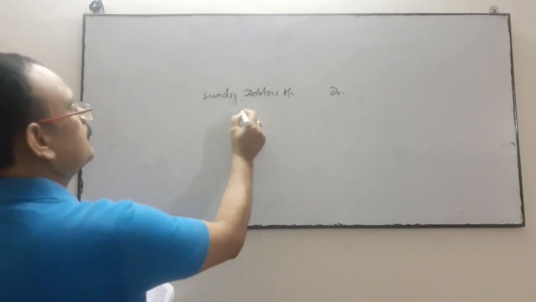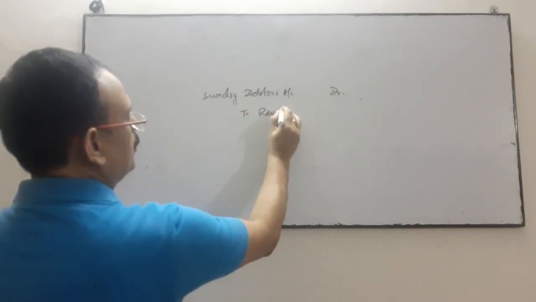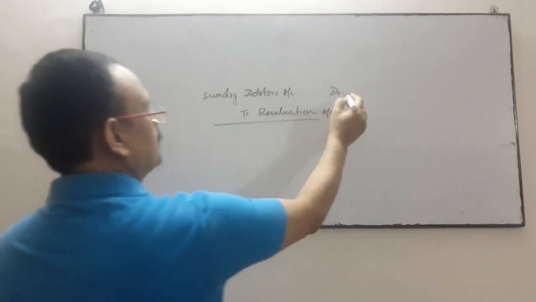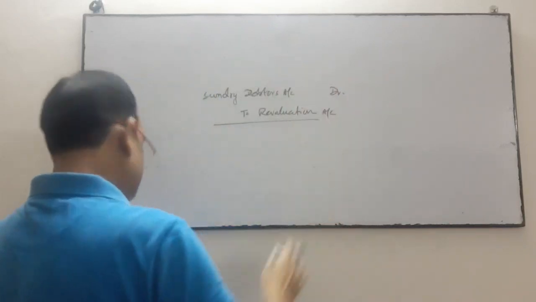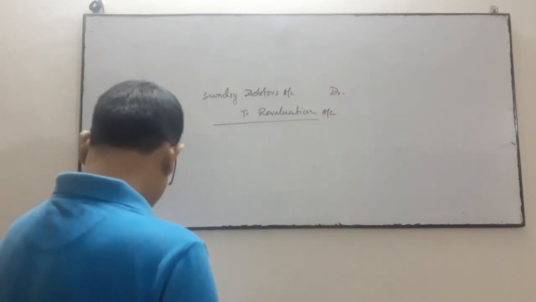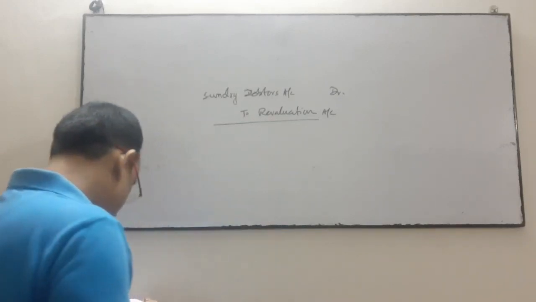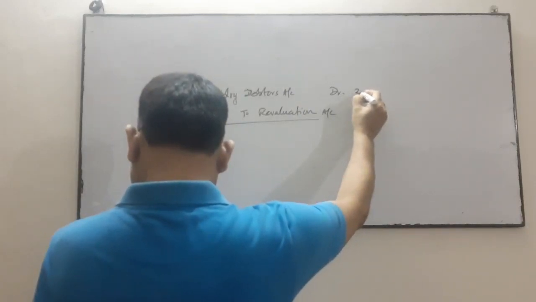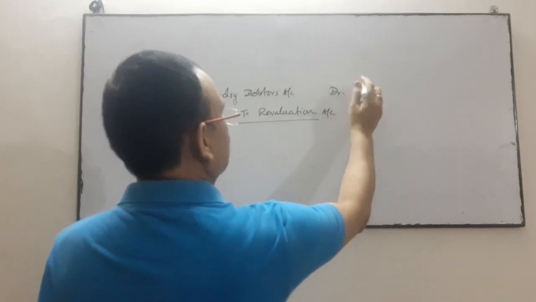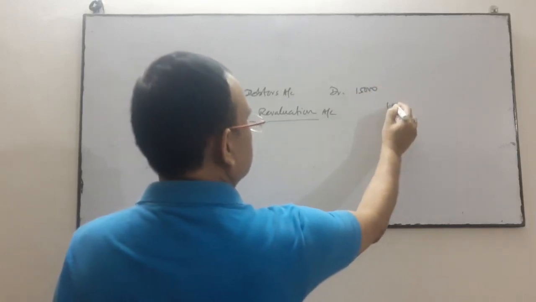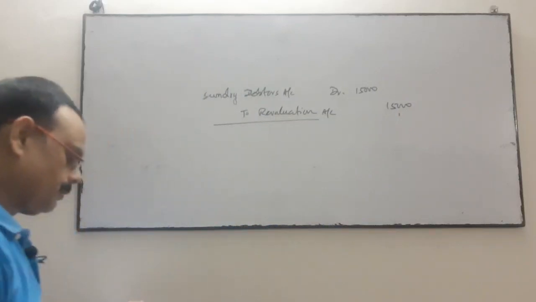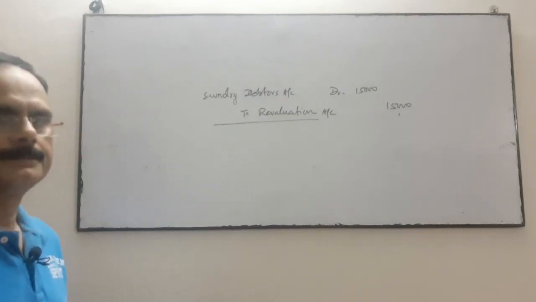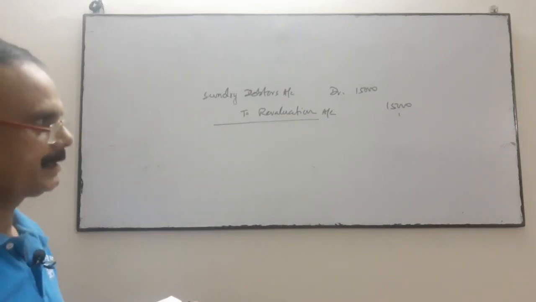So sundry debtors account debit to revaluation account because it's a gain for the business, because one of the debtors whose account was considered as bad debts is ready to pay that amount in future, that is 25,000. So out of 25,000 he has promised to pay only 15,000. So we'll do the entry for 15,000 only.